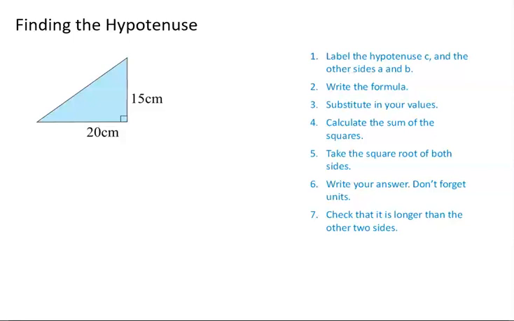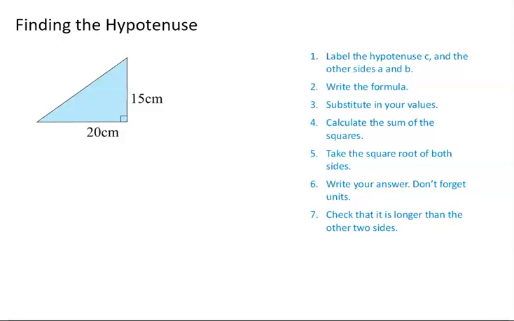At finding the hypotenuse of a right-angled triangle using Pythagoras' theorem. Our right-angled triangle has a side of 15 centimetres and a side of 20 centimetres, and we're finding the hypotenuse. Down the right-hand side, we've got some instructions to help us with our process.